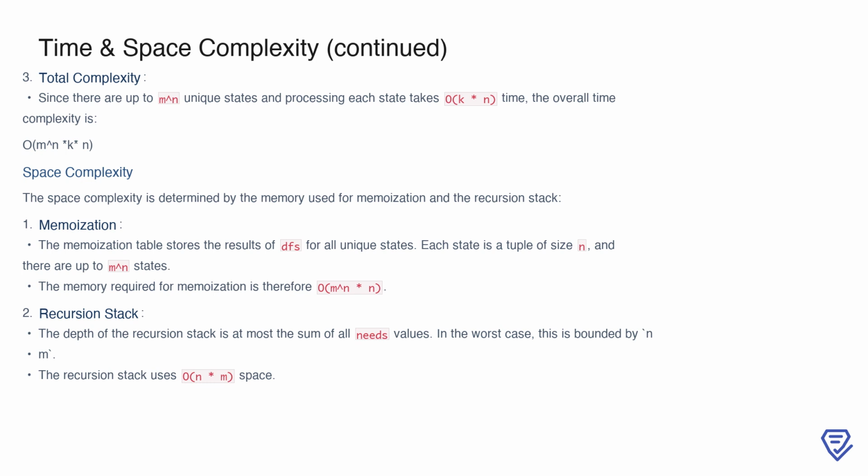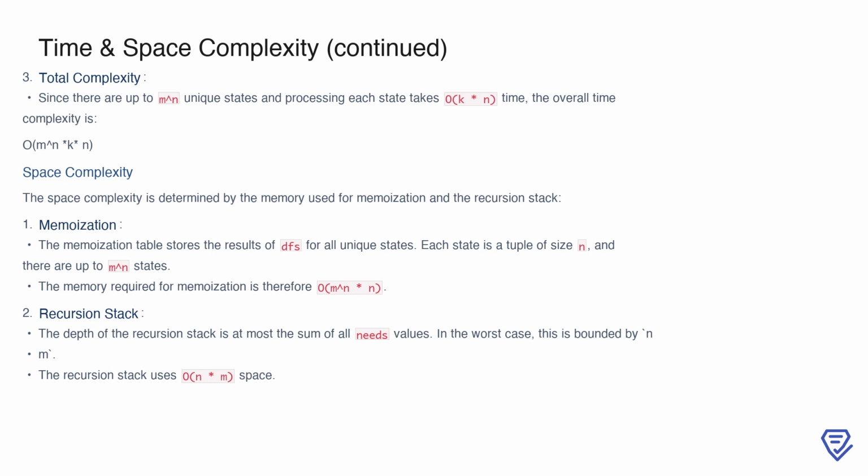Now, let's examine the space complexity. The memory usage is primarily determined by the memoization table and the recursion stack. The memoization table stores the results of the DFS function for all unique states. Each state is represented as a tuple of size n, and with up to m^n unique states, the memory required for memoization is m to the power of n, times n. Additionally, the recursion stack depth corresponds to the sum of all values in the needs array, which in the worst case is bounded by n*m. This means the recursion stack consumes n*m space.